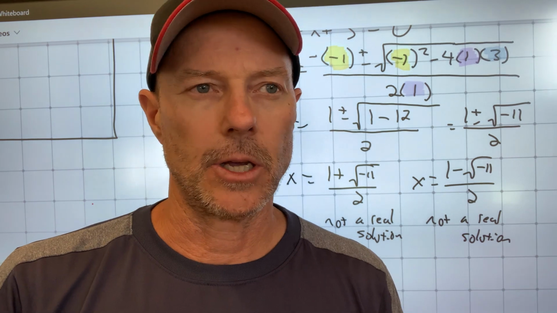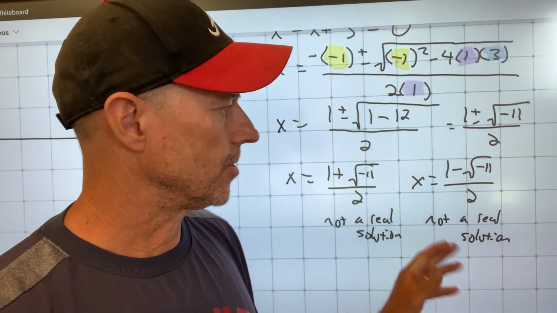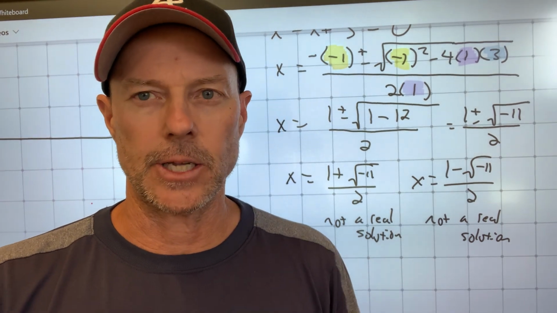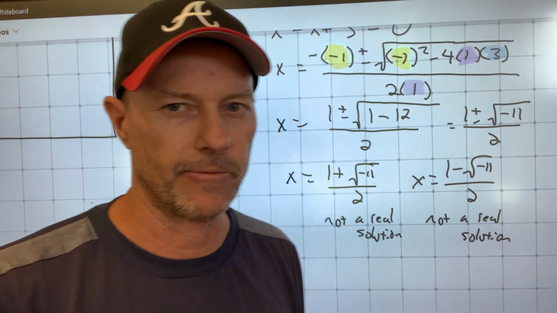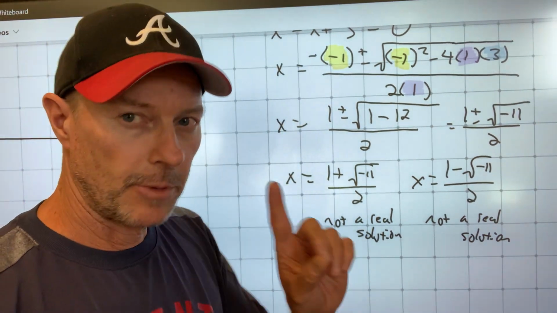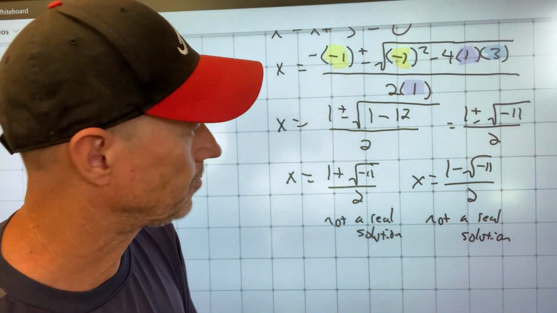That means there's not going to be any real solutions. So if there are no real solutions, then there are no x-intercepts. And so you're not going to be able to just count on getting the x-intercepts to help you graph it. You're going to have to find some other points. But this still helped. How did it help?